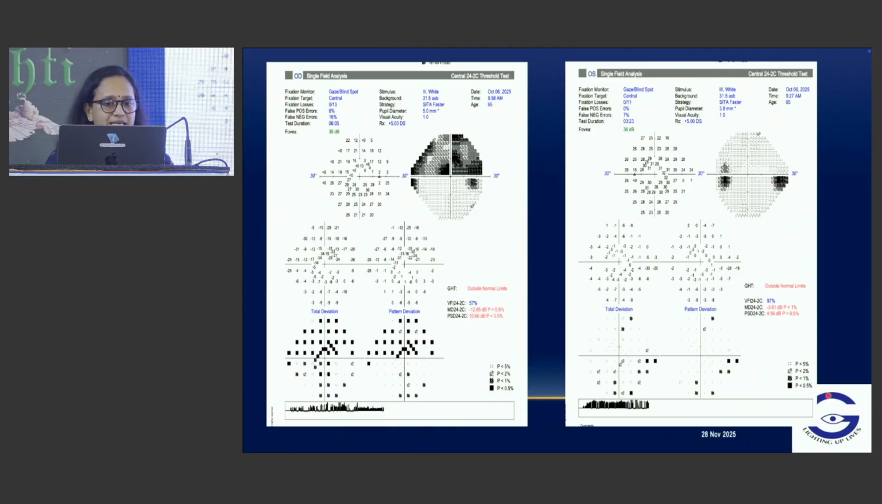When we did the fields, it shows a dense superior arcuate defect in the right eye and an early defect in the left eye. So in this case, you have the structural changes and corresponding functional changes also. So there is no doubt in this. This is a definite glaucomatous damage.